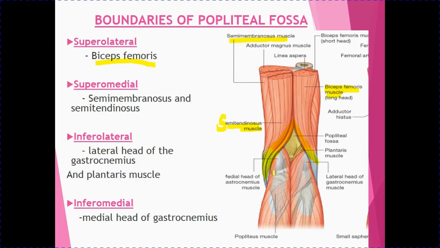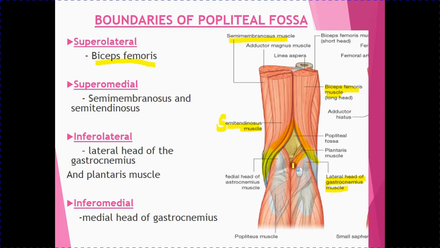The inferior boundaries: the inferolateral boundary is formed by the lateral head of the gastrocnemius muscle. Now you know this is the gastrocnemius muscle. Okay, if you have not yet done the posterior compartment of thigh, don't worry, its class will be uploaded very soon. Then you can follow the popliteal fossa. So the inferior boundary, the inferolateral wall, is formed by the lateral head of the gastrocnemius muscle. This is the gastrocnemius muscle.